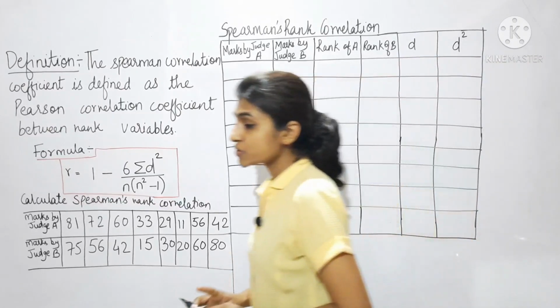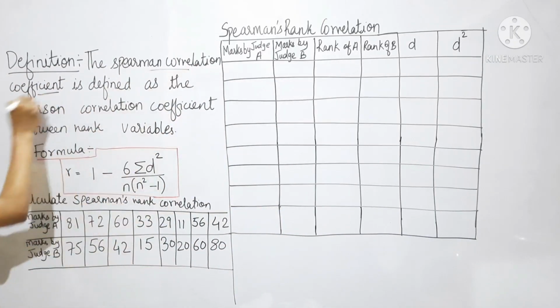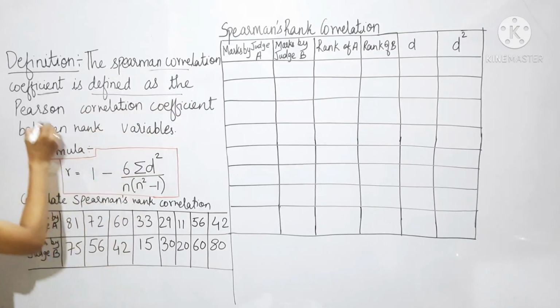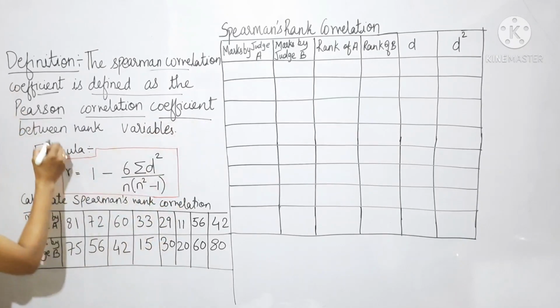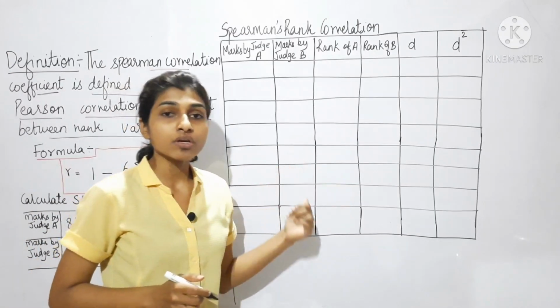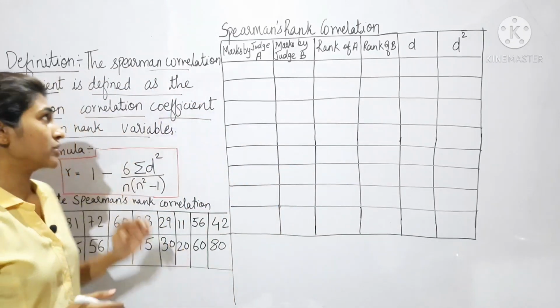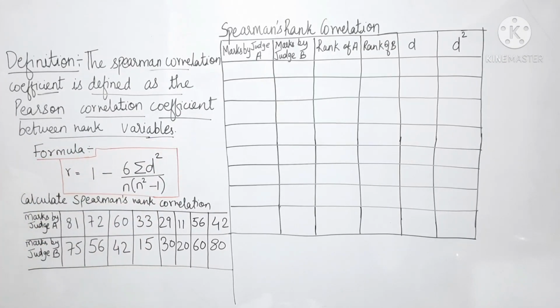The Spearman's correlation coefficient is defined as the Pearson correlation coefficient between the rank variables. Okay, now in rank correlation we give the rank to the variables. So this is the definition of rank correlation. Now the formula to find the correlation between two variables is this. So this is the formula for Spearman's rank correlation.